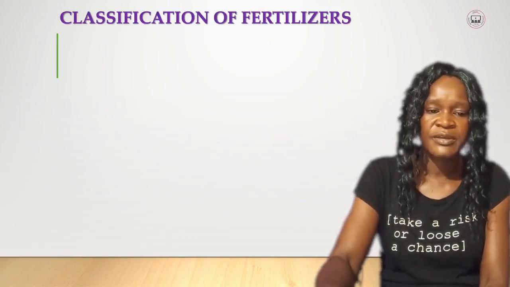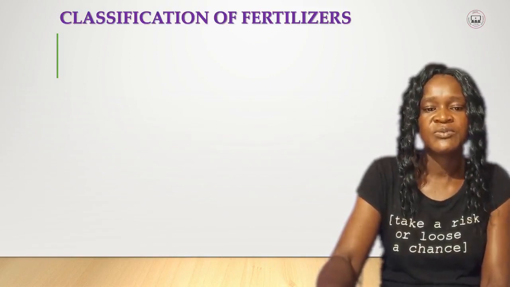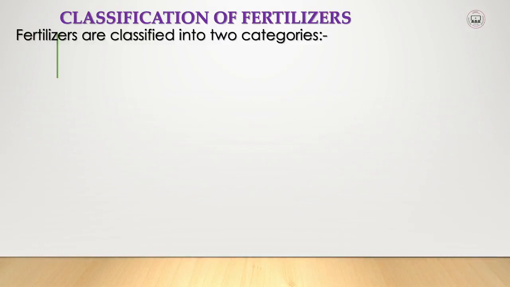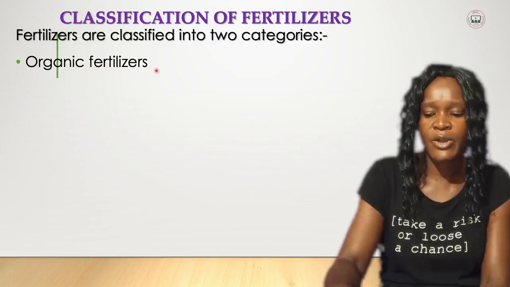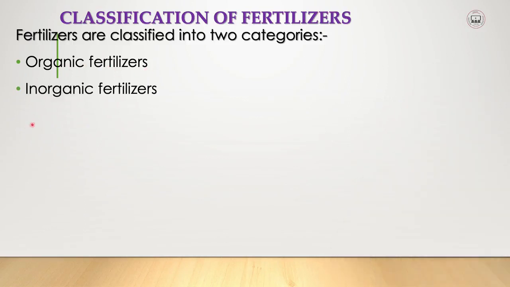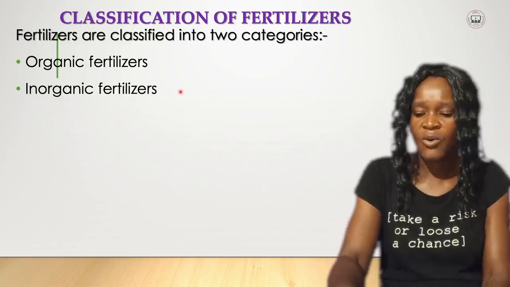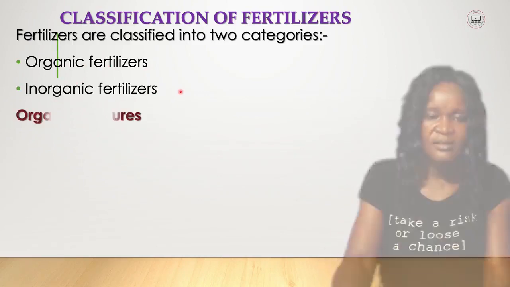So be with me. Let us now start with the classification of these fertilizers. Fertilizers are basically classified into two categories. We have the category which we call organic fertilizers, some call it organic manure, and then we have the other category, inorganic fertilizers, which other people call artificial or chemical fertilizers.